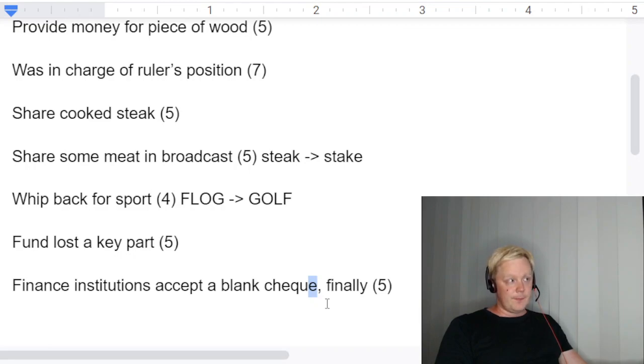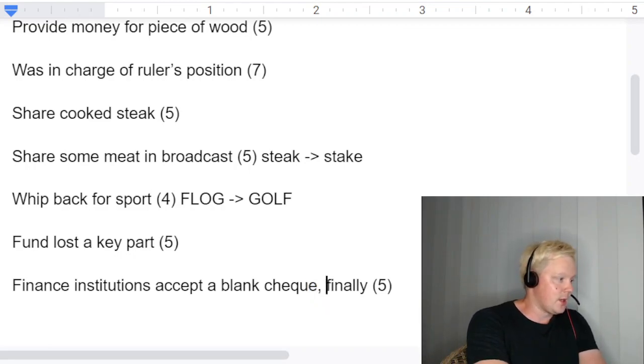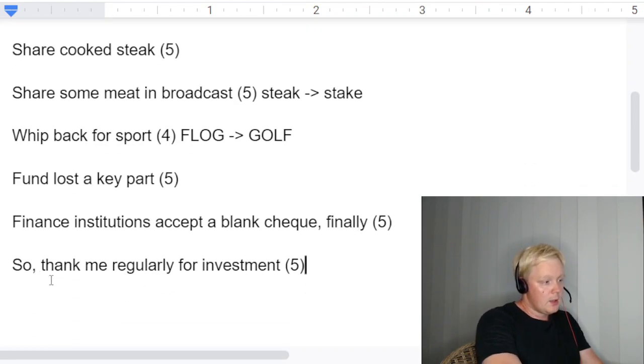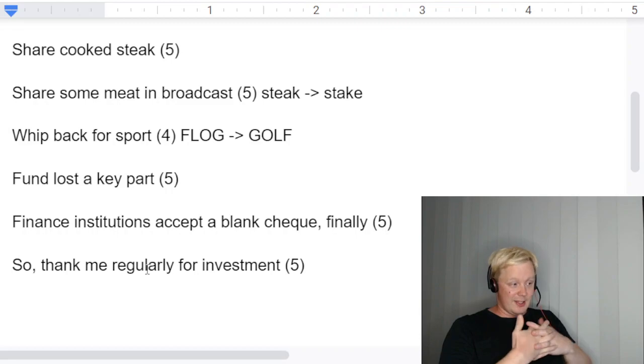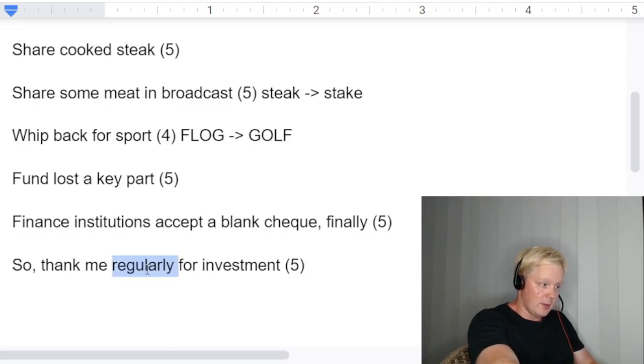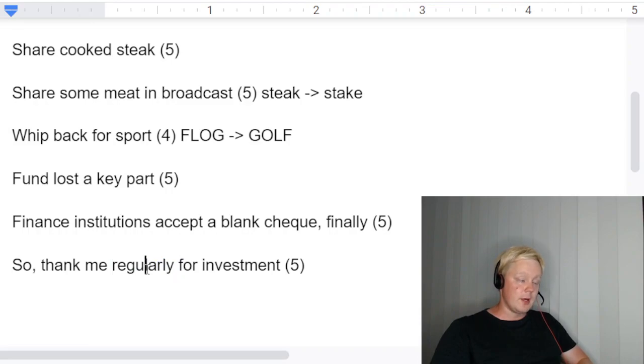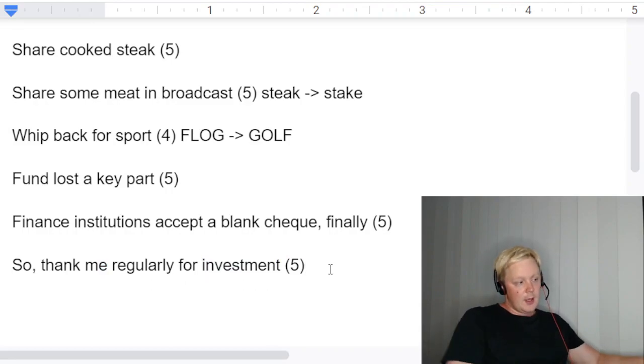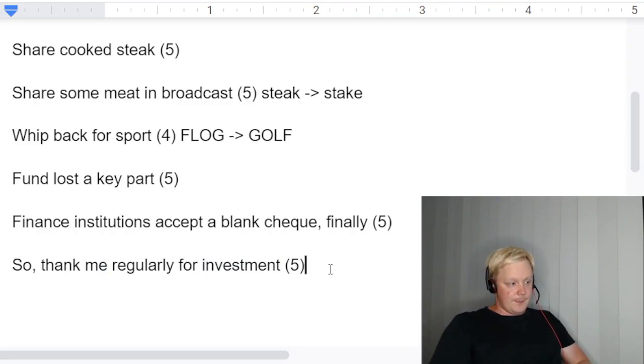And then I actually have a separate example of selecting regular letters. So here we have a clue which is selecting regular letters, and regularly here is the key word. So thank me regularly for investment. So regularly means pick every other letter, and if we take every other letter here, we get S, T, A, K, E, and your stake is your investment. So stake as a noun there.